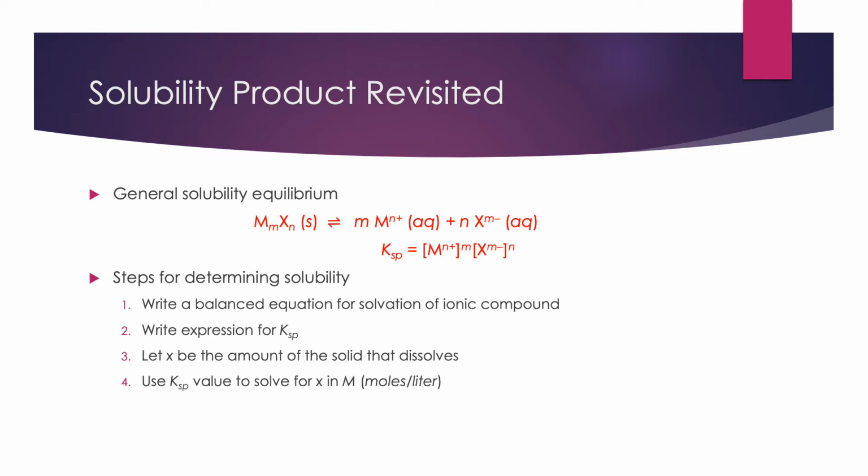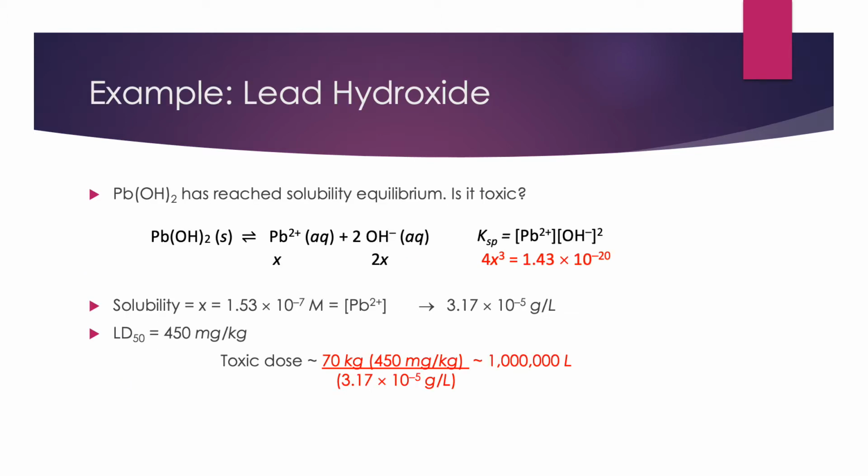So that would then produce some amount of metal ions and some amount of anions. And then we would use the Ksp value in the expression for Ksp to solve for x and determine how many moles per liter are produced. So let's do an example just to show how this works.